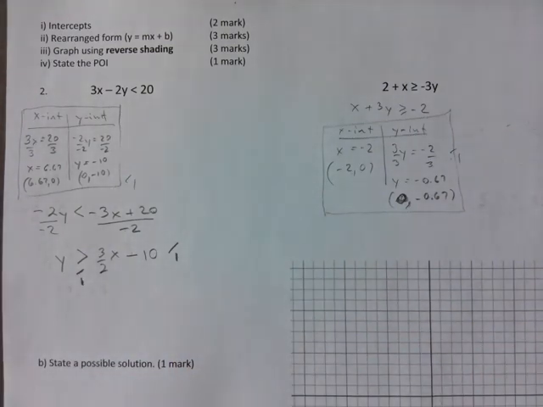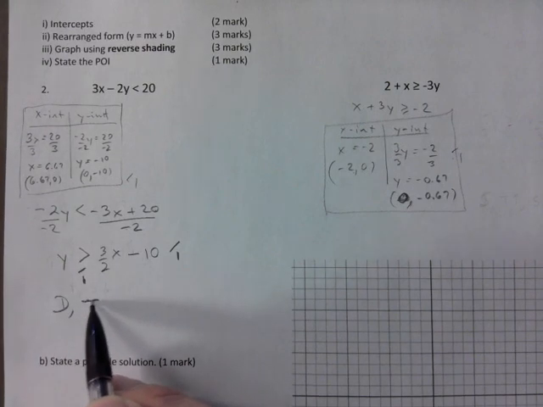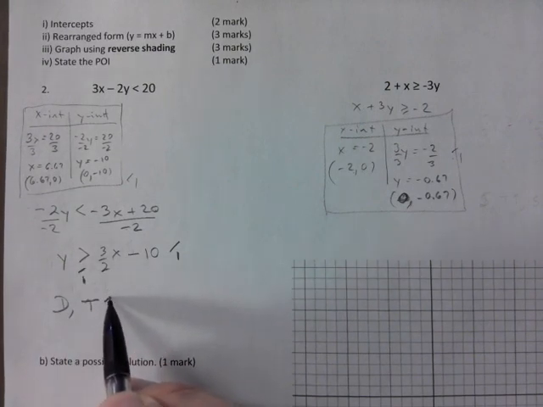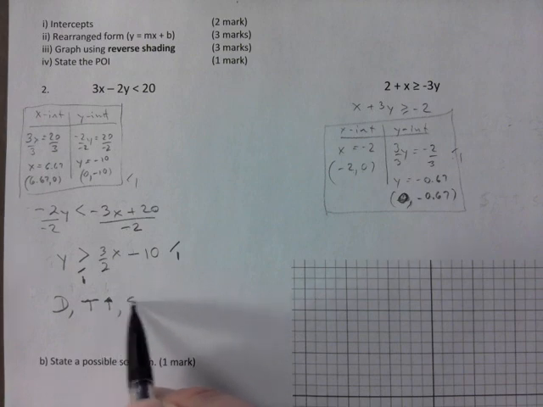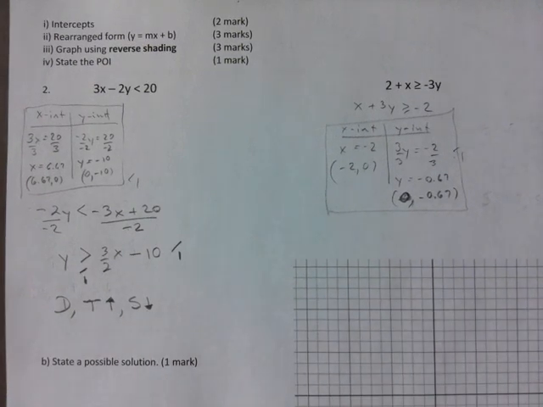and a mark for actually rewriting the inequality. And we know it's a dashed line, that the true region is above, and because we're using reverse shading, we will shade the false region, which means it's below the line that we're going to shade. Okay?